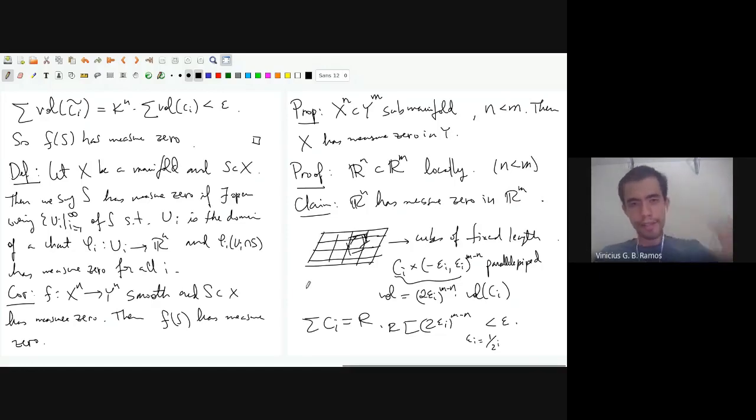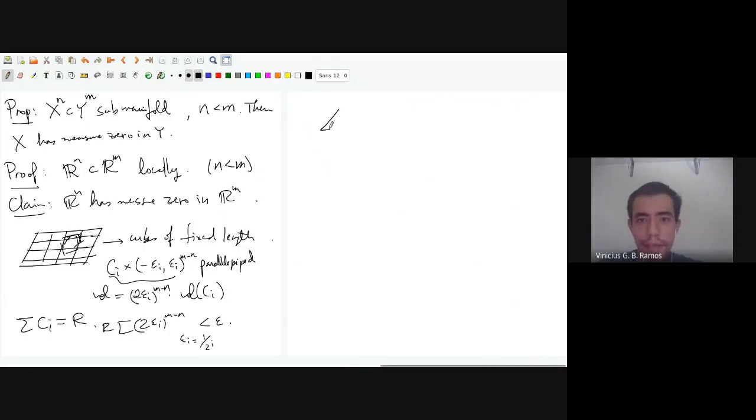Actually, that's even easier. Sorry, this proof is even easier because you can take one cube and just multiply it by the interval from minus epsilon to epsilon. And the volume of this guy in R^m times R^(m minus n) is simply 2 epsilon to the m minus n times the volume of C. This can be as small as you want. Then you just use the fact that a countable union of sets of measure 0 has measure 0. And again, if you really want cubes, you have to be a little bit smarter about splitting this up into cubes of the appropriate length.